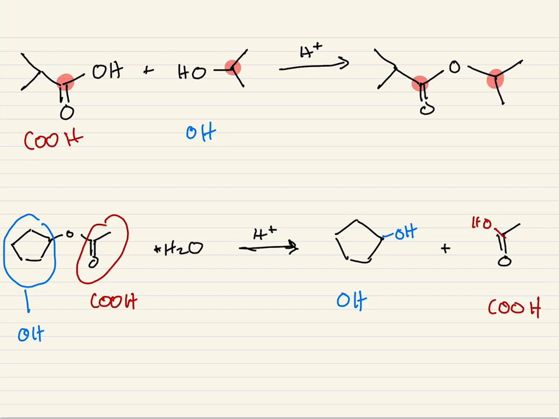And that's why I said the important part is just to identify the carboxylic acid side and the alcohol side of the molecule, because that's what's important for hydrolysis and esterification, which are important for organic chemistry, but also for biochemistry, because these are important for a lot of the biomolecules we're going to be looking at.